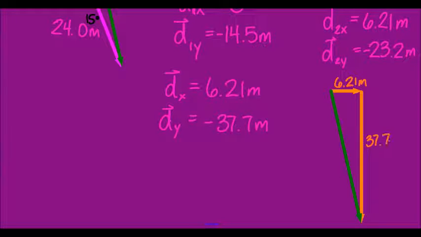I'm adding in the magnitudes of my components onto my vector here. And in step 5, I use the Pythagorean theorem to find the magnitude of my resultant. So this would be vector D here. And vector D has a magnitude that is equal to 38.2 meters.